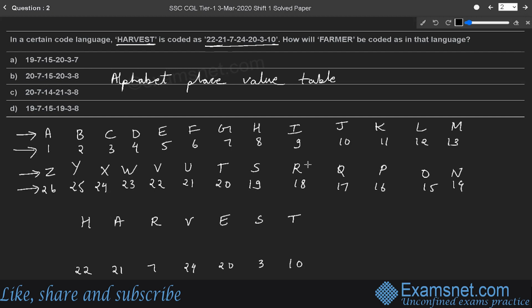So now, first step that we have to do is we have to write the positional values of all these alphabets. So you can see that from the table, the positional value of H is 8. Positional value of A is 1. Positional value of R is 18. Positional value of V is 22. Positional value of E is 5. Positional value of S is 19. And positional value of T is 20. So now we have written the positional values.